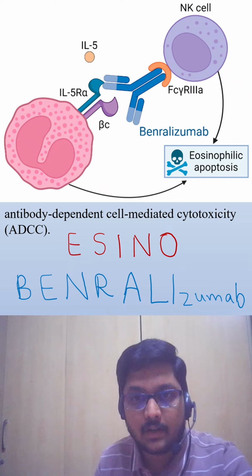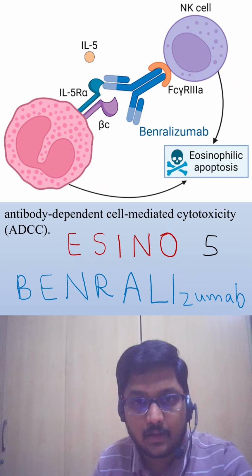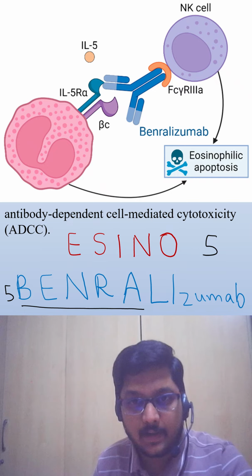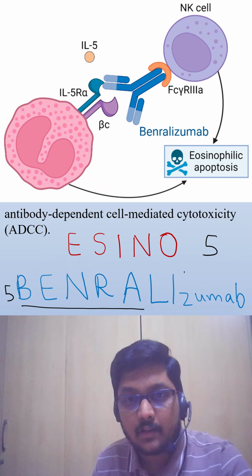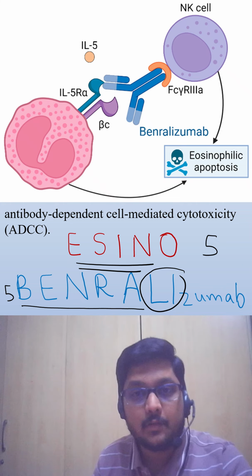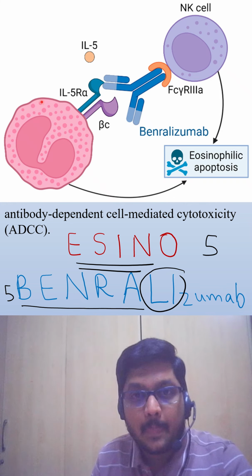Here we can see 5. Here also we can see 5. That is, benralizumab is a 5-letter phrase, a 5-letter thing, with interleukin 5. And eosinophil is a 5-letter word. Eosinophil has a natural propensity of binding with interleukin 5. Benralizumab also binds with the receptor meant for interleukin 5 on the eosinophil.